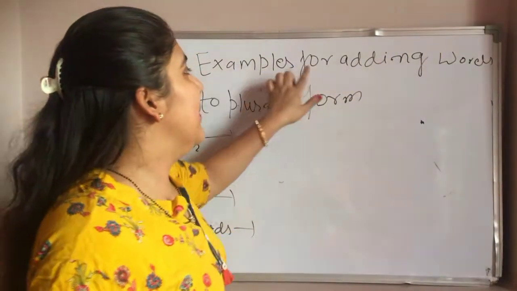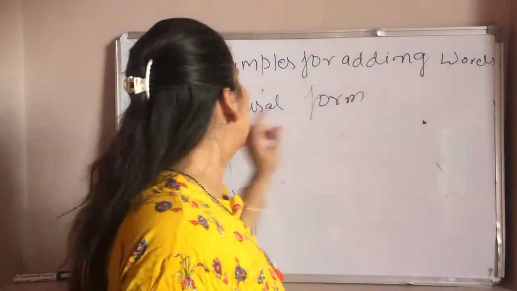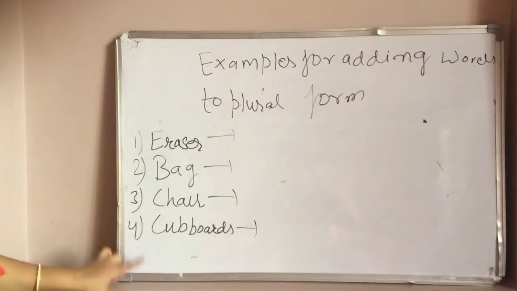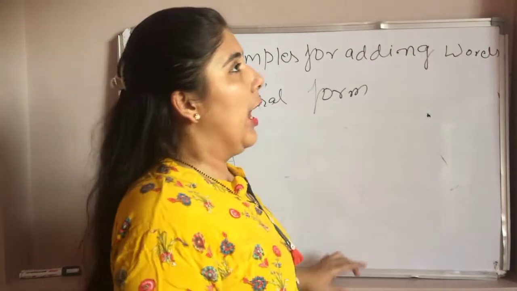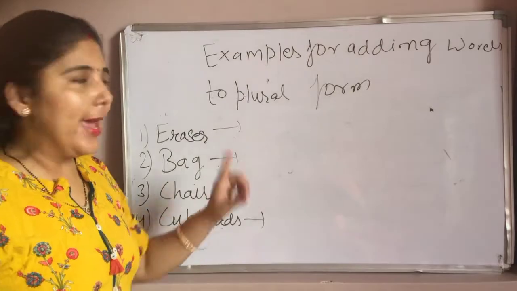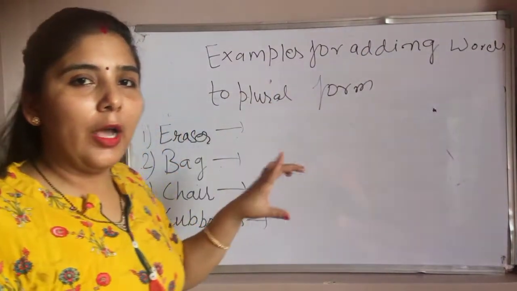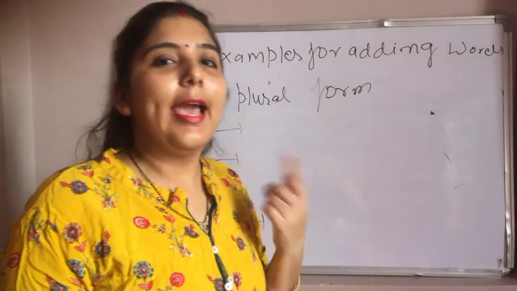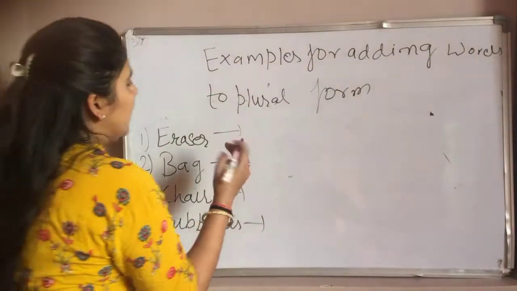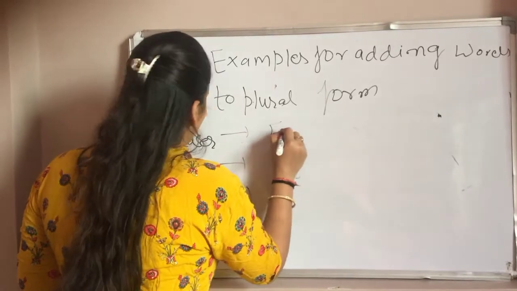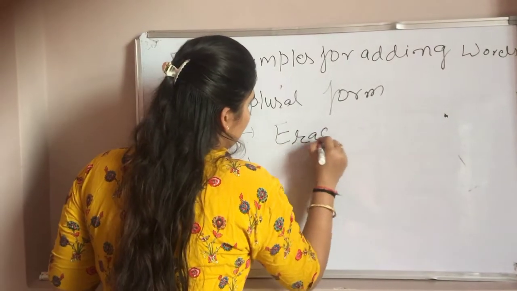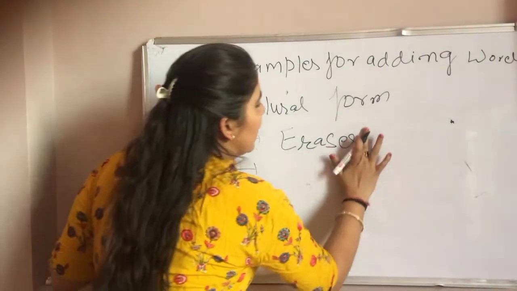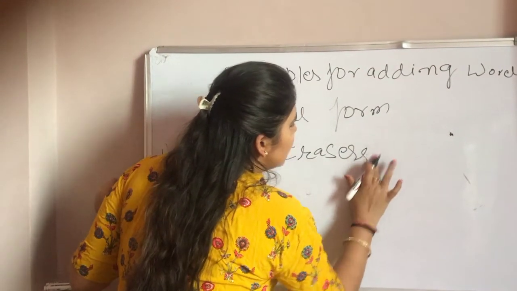Now, examples for adding s to make the plural form. These are all singular. Now we make them plural. How? By adding s. As we studied in rule 1, we make singular into plural by adding s. So it's eraser. What do we make it in plural? Erasers. We add s here.